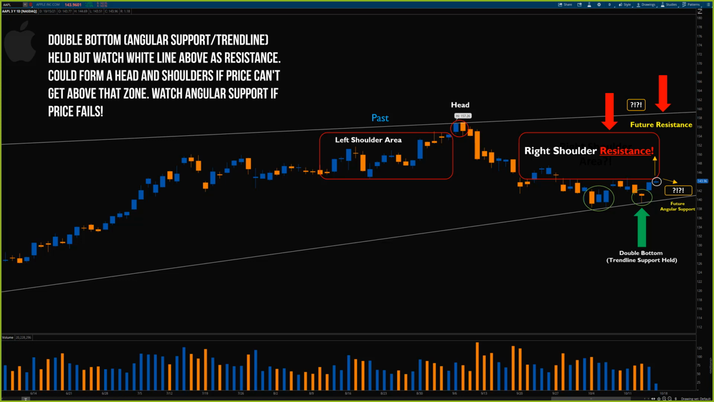And you'll see I circled a head, a left shoulder area, and then I have right shoulder resistance. Because if price goes up to that area, it doesn't mean it'll form a head and shoulders. It just means now you're getting up into resistance. And then if it goes in that area, is it going to go above? Is it going to trade sideways? Is it going to fall back down? If it falls down, you have that angular support level. If it goes up, you have angular resistance. So that's future resistance.